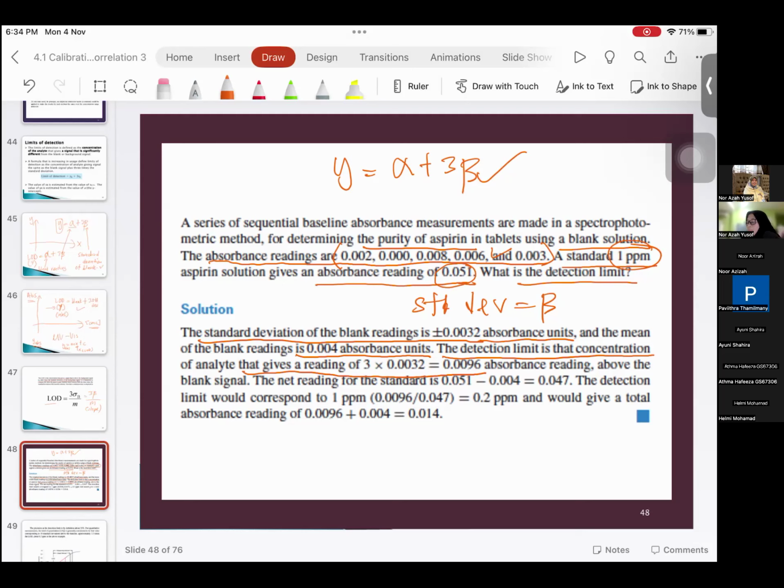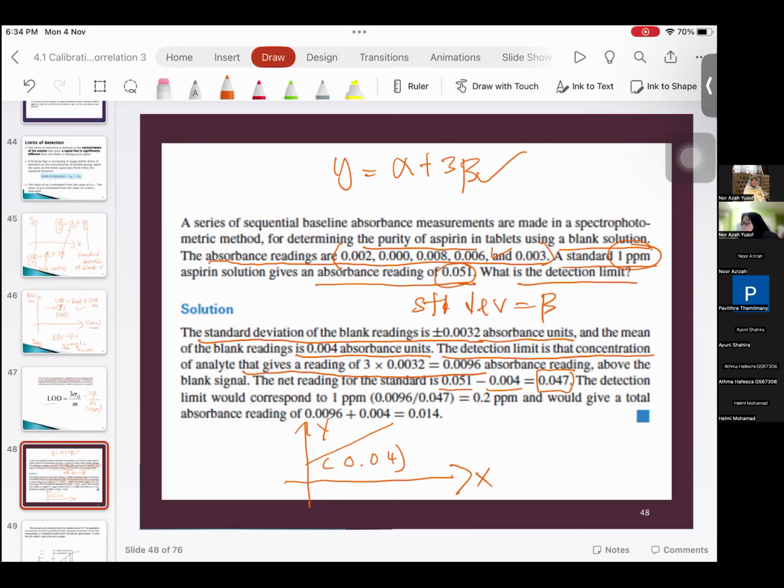So we need to imagine this is the calibration plot. The blank is the intercept, probably 0.04. So the 1 ppm data has to be subtracted with the blank, and this is the actual reading for the 1 ppm solution.